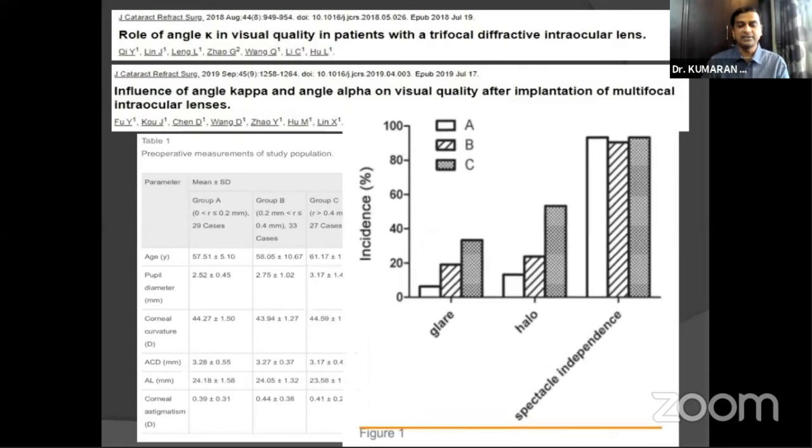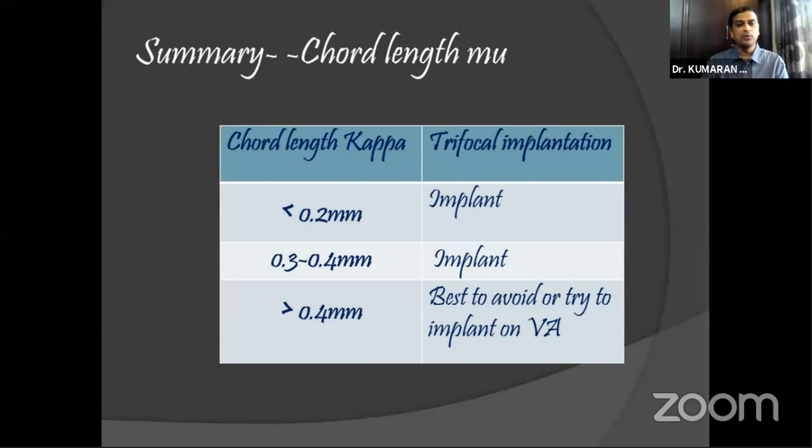The take-home point is that your chord length mu is not going to disturb your prediction error, but it is going to play an important role in giving satisfaction to the patient and reducing dysphotopsias. So you can go ahead safely and implant these presbyopic lenses when you have a chord length mu of less than 0.4. If it is more than 0.4, be prepared to deal with the dysphotopsias which the patient is going to complain of.